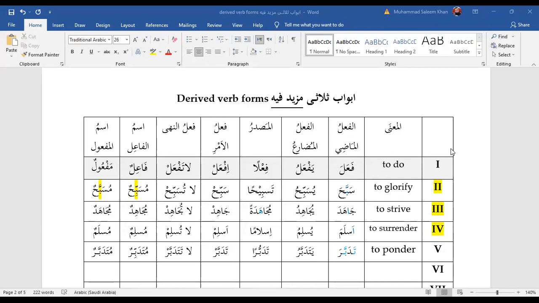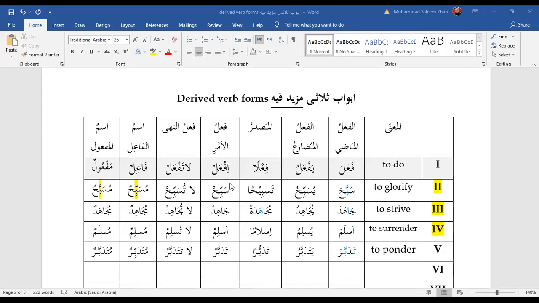So inshallah today we are going to learn about the fourth form of the verb. And what we have to learn today is how to make ismul fa'il. We have already learned the first three forms of the verb. And as we know, the first one is the basic one.